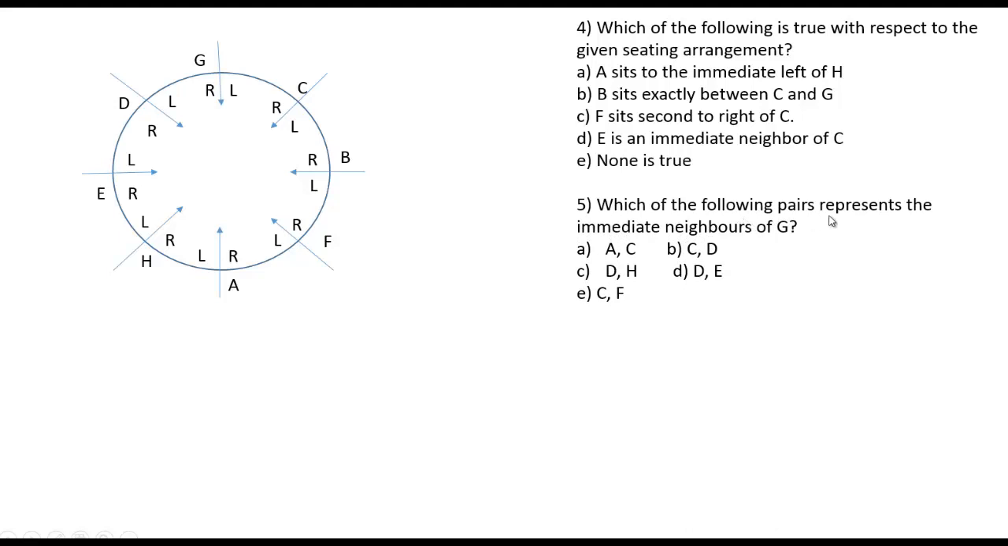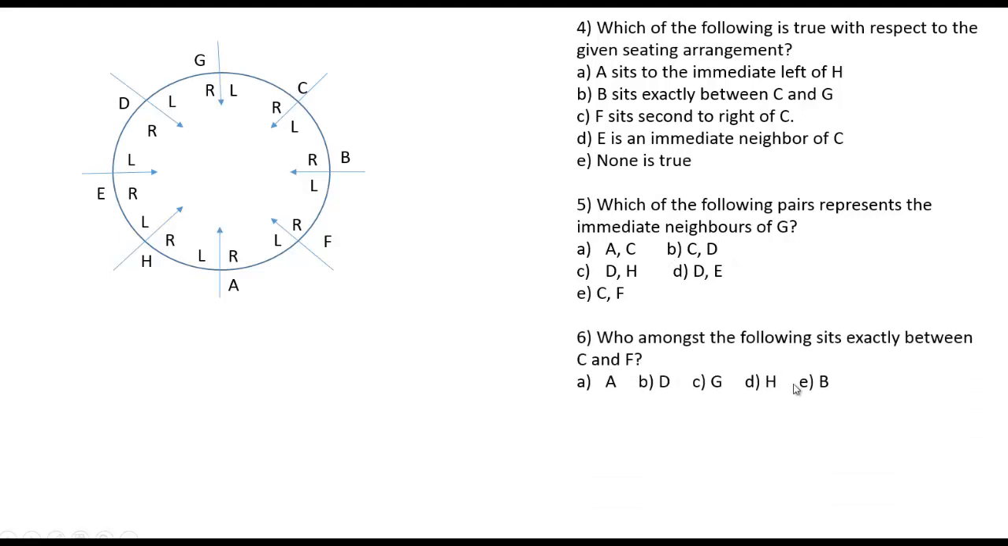Next question is, which of the following pairs represent the immediate neighbors of G? This is G, so immediate neighbors of G are D and C, or C and D, therefore this second option is correct. Now the last question, who amongst the following sits exactly between C and F? This is C and this is F. So exactly between C and F, who is sitting? B is sitting, and therefore this last option, E option, is correct.